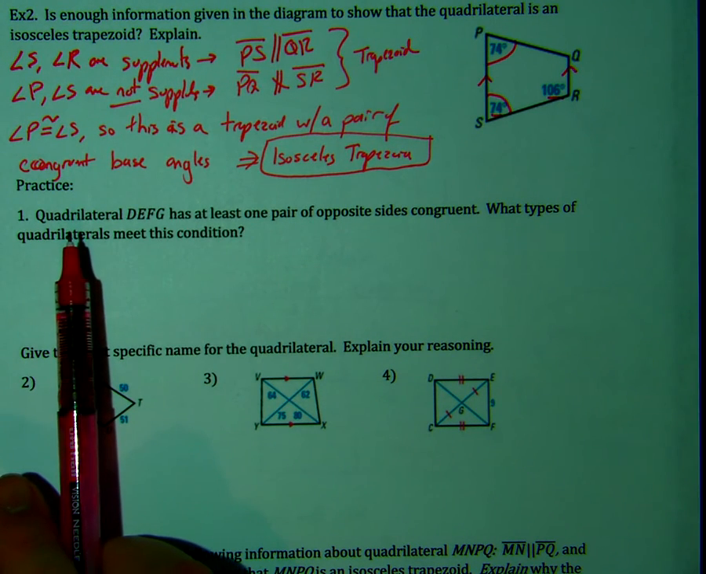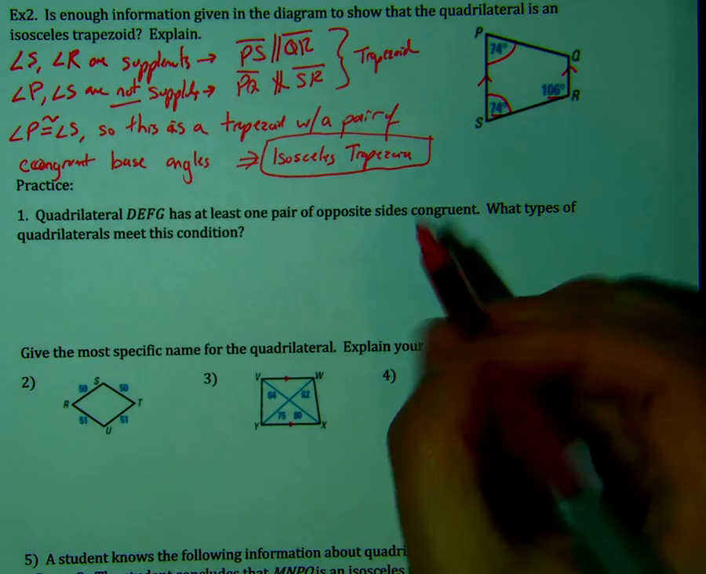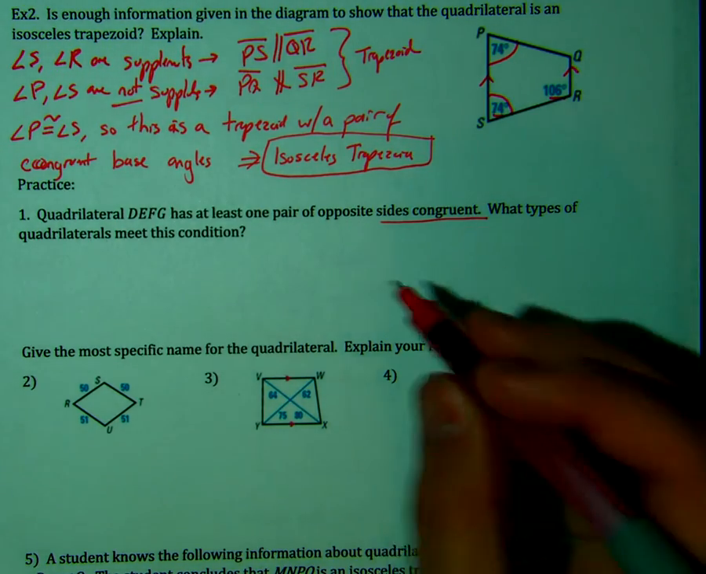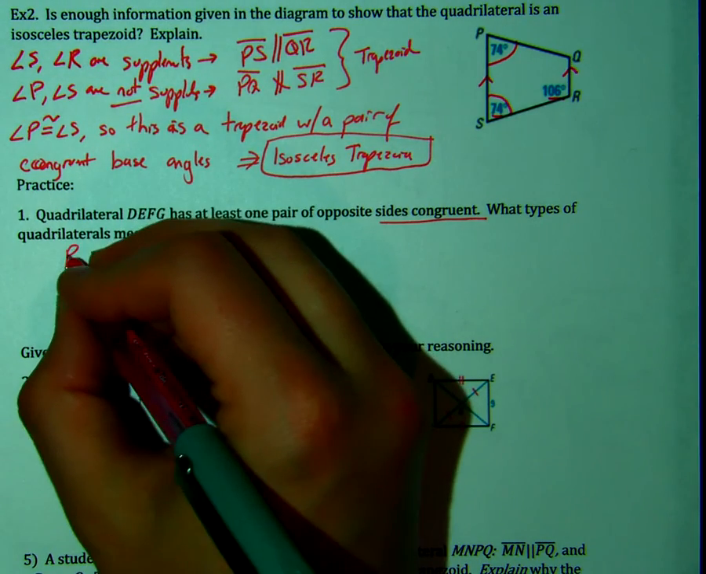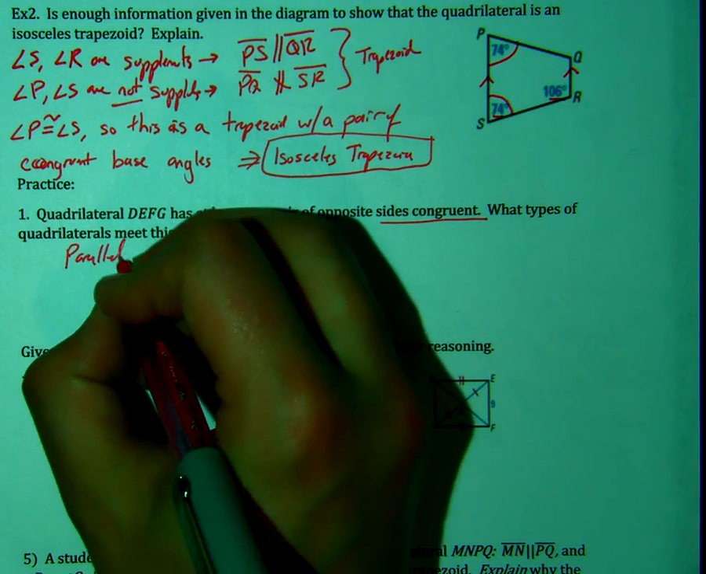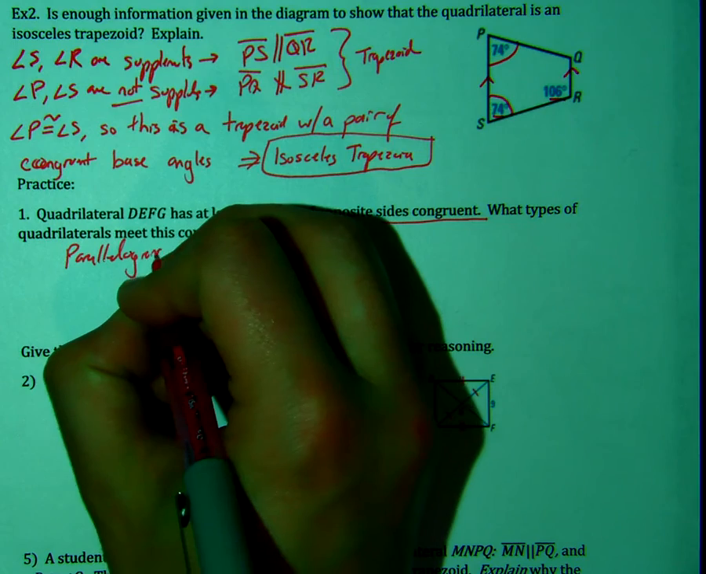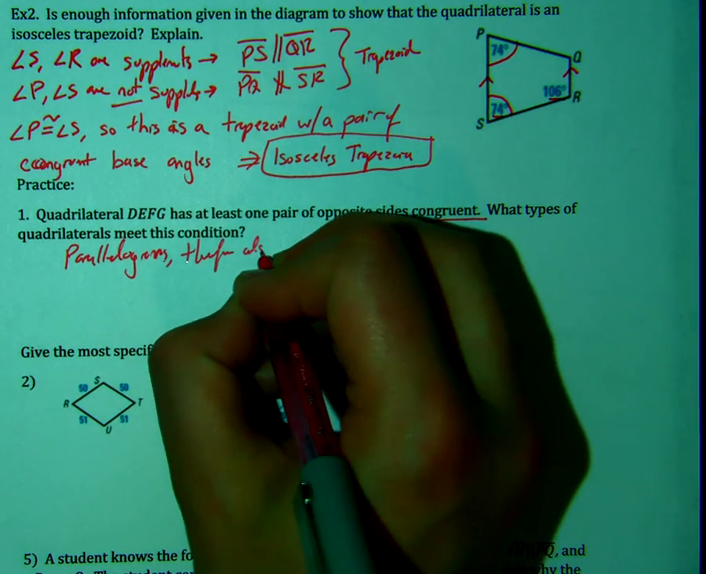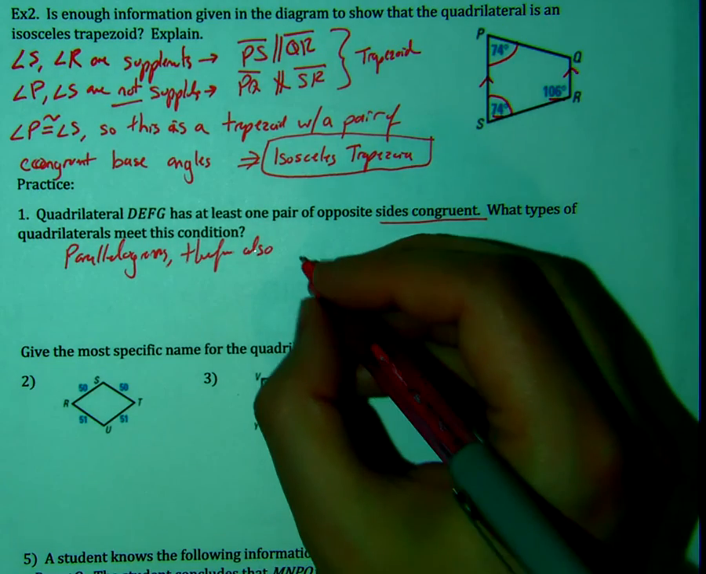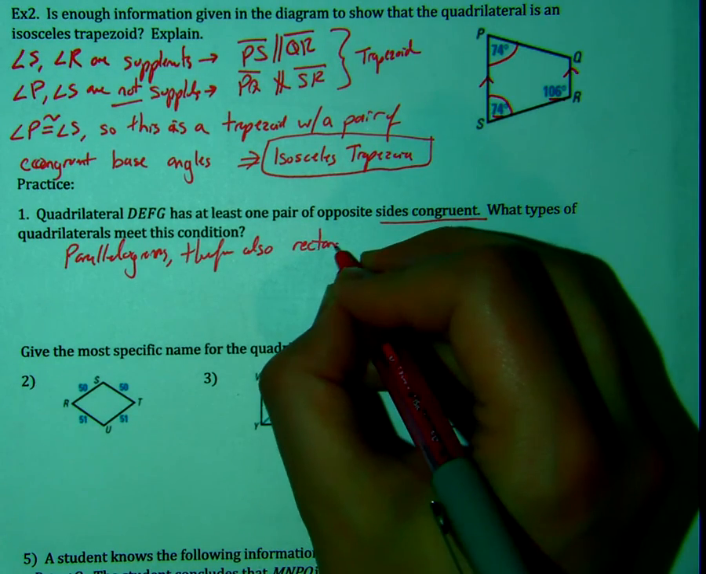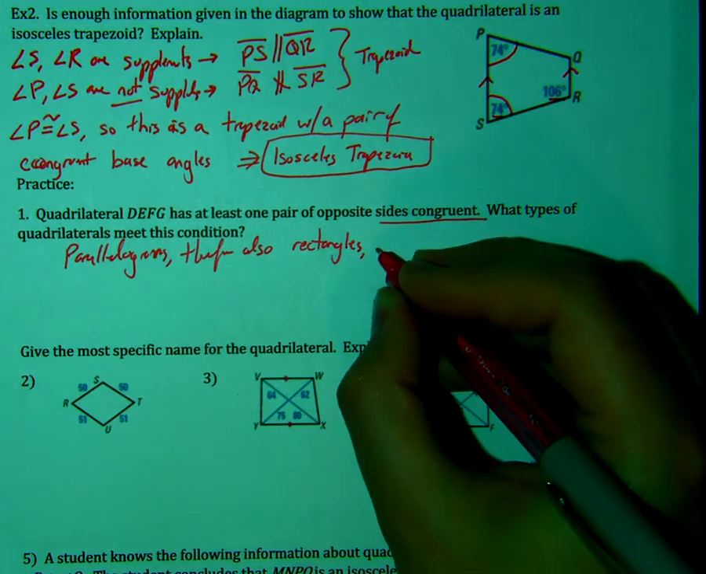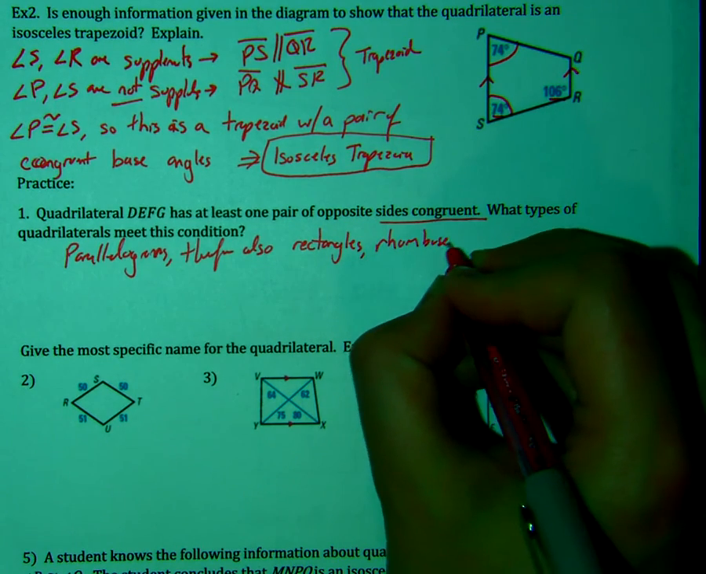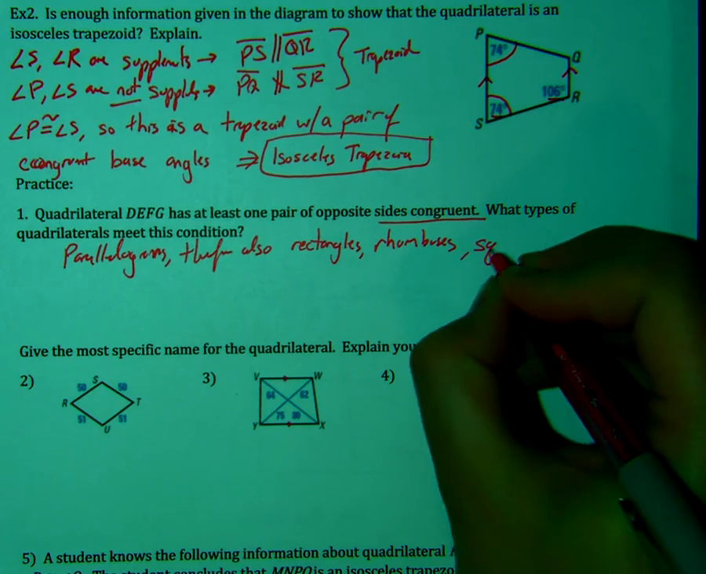Quadrilateral DEFG has at least one pair of opposite sides congruent. Okay, so if you go back to that flow chart, you can see that this again works for parallelograms. Okay, so therefore also all the children of parallelograms, so we're looking at rectangles, we are looking at rhombuses, we are looking at squares.